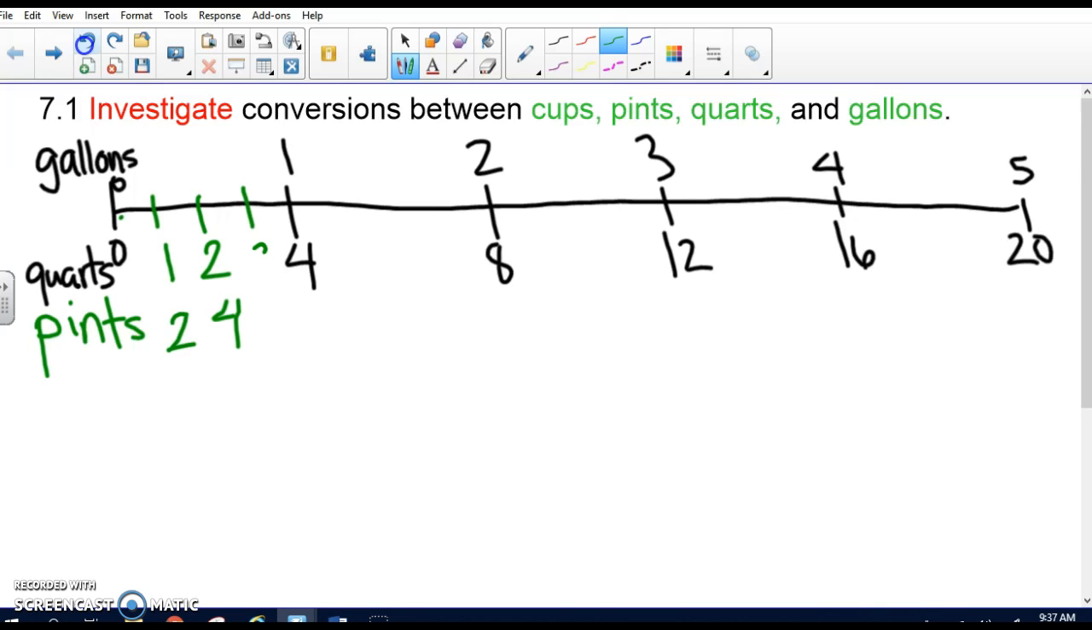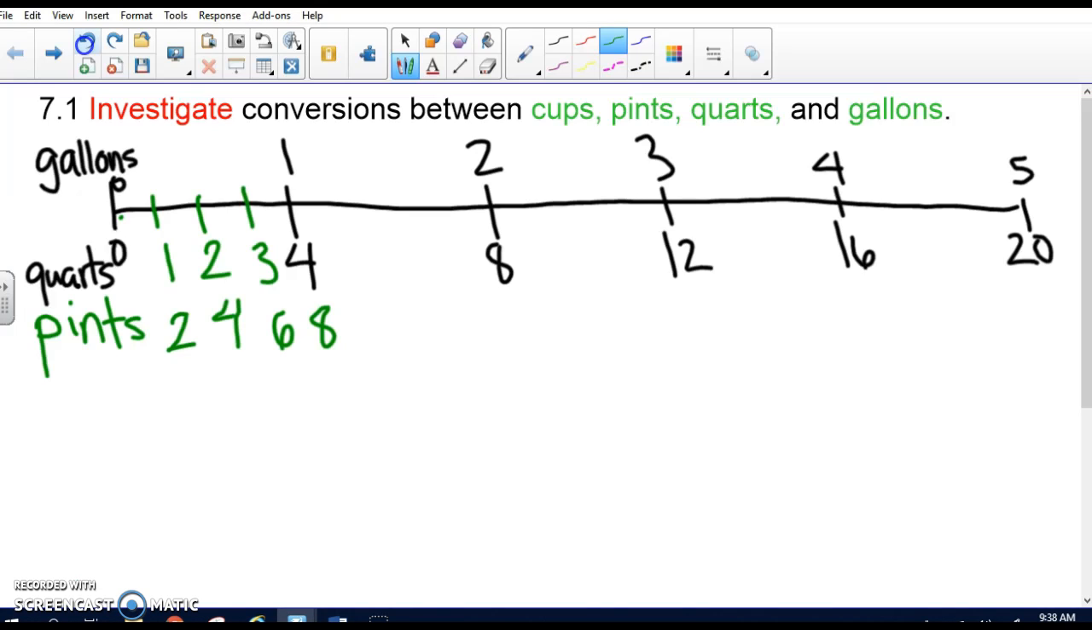What does 3 quarts equal? 6. What does 4 quarts equal? 8. So here's what's interesting. When you start to make these conversions, can everybody see that I took that quarts and pints chart and shrunk it down, and I stuck it just right in here, right?